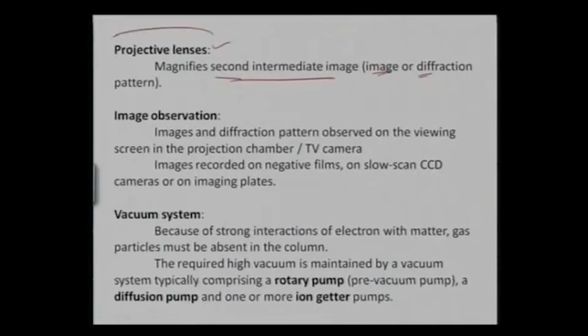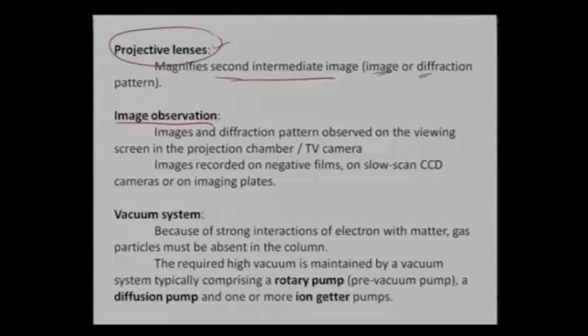And so projective lenses help in the magnification of the second intermediate image. Once I have formed my image and magnified it, I also need to see the image, because I can't see the electrons. So I need to see how the electrons have interacted with the material. Either I can view them on a fluorescent screen, or I can project it on a TV camera. I can also record it on a negative film, or on a slow scan CCD camera. So these are required for the image observations, because we can't really see the electrons.